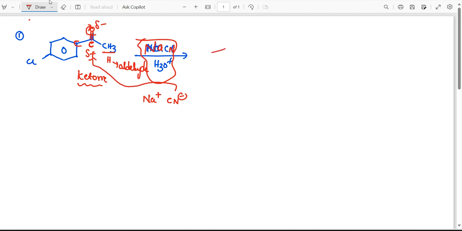Then we observe O, Cl, and C bond CH3 as usual, and we observe that C triple bond N, the cyano group, is attached to it. And we observe that in the given reagent, acetic acid is dissociated as CH3COO minus and H plus.